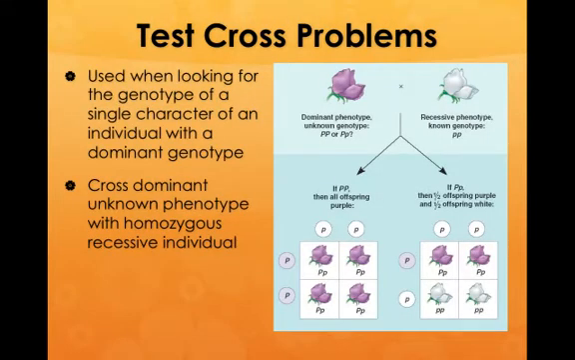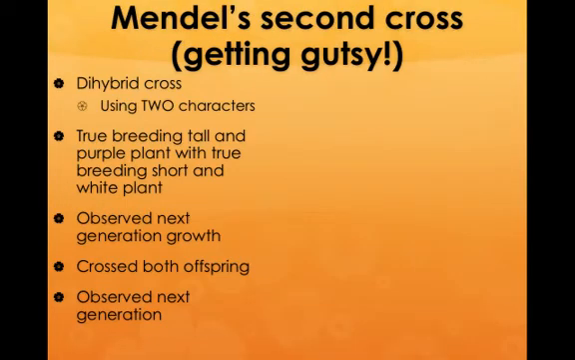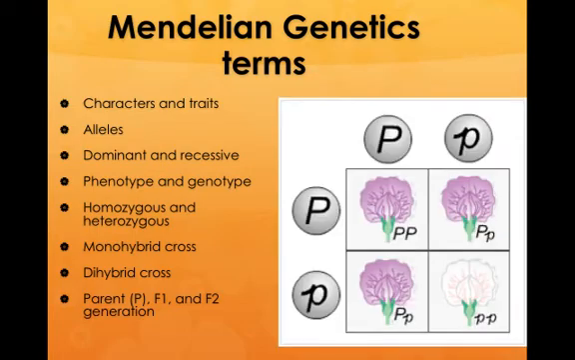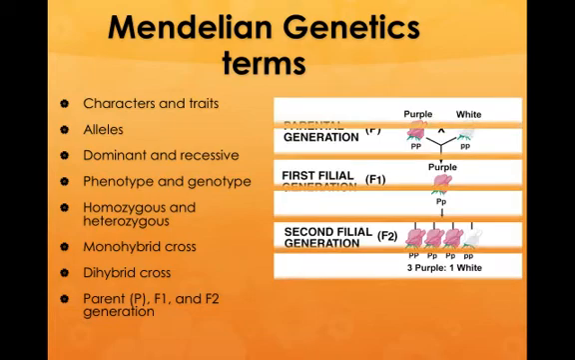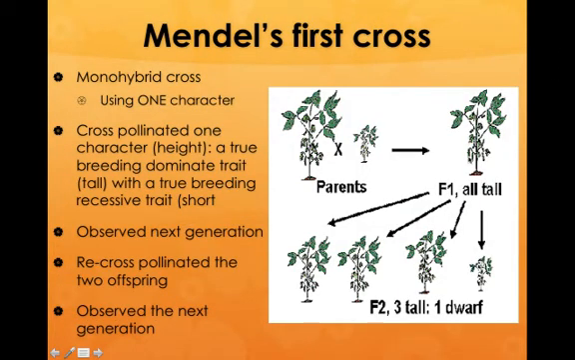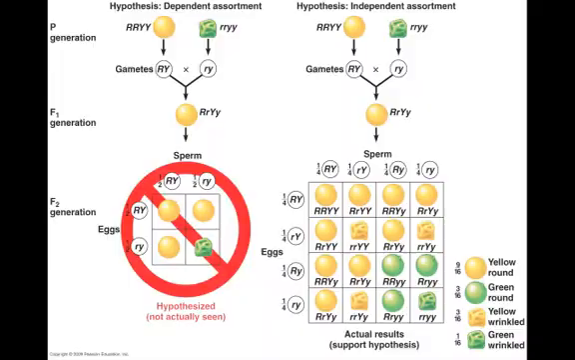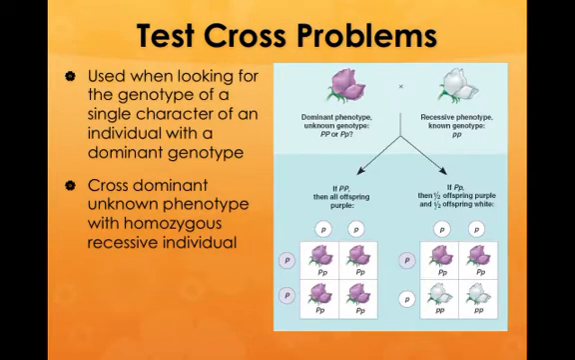Now, test cross. What is a test cross? A test cross is designed to find out what the genotype of an organism is that is displaying the dominant phenotype. Because remember, an organism displaying the dominant phenotype could either be heterozygous or homozygous. The heterozygote is masking the recessive allele, displaying the dominant phenotype, and the homozygote also has a dominant phenotype, but has 2 dominant alleles. So a test cross is designed to figure out the genotype of an individual who's displaying the dominant phenotype.